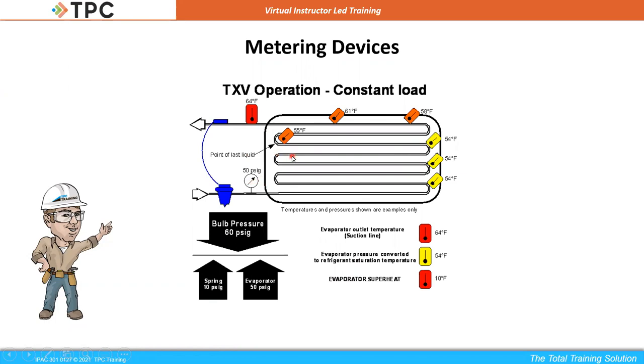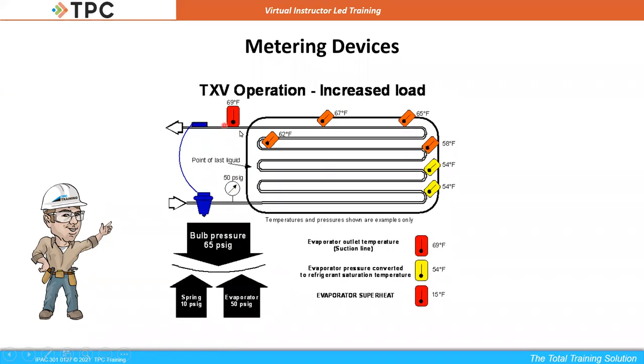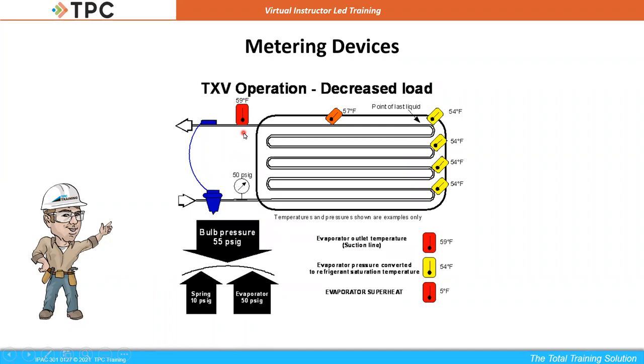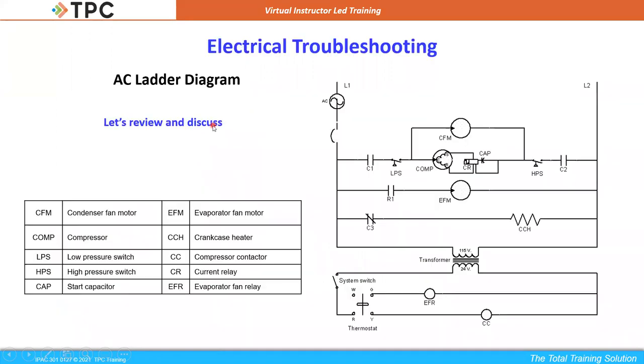If it doesn't, then that tells you the bulb is bad and you're going to have to replace that bulb. So one way of troubleshooting a TXV is to go ahead and remove that bulb and let it get hot and see if the liquid starts to push more into the system. Very important for troubleshooting to make sure that it is insulated properly and secured properly on the line itself.